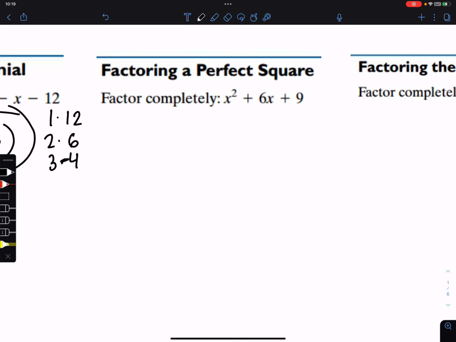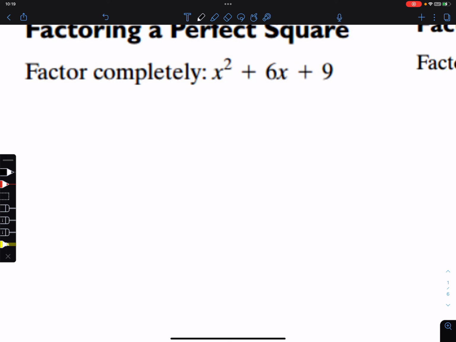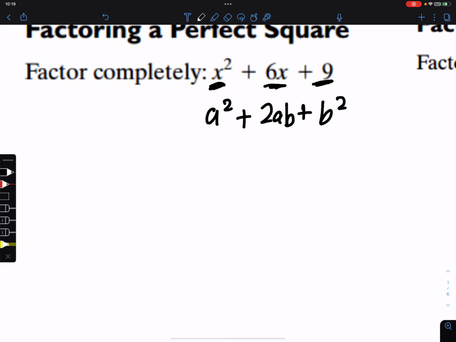Okay, factoring a perfect square. So you can either recognize this as: this term is a squared, this term is plus 2ab, and this term is your b squared, or you can just factor it like normal.